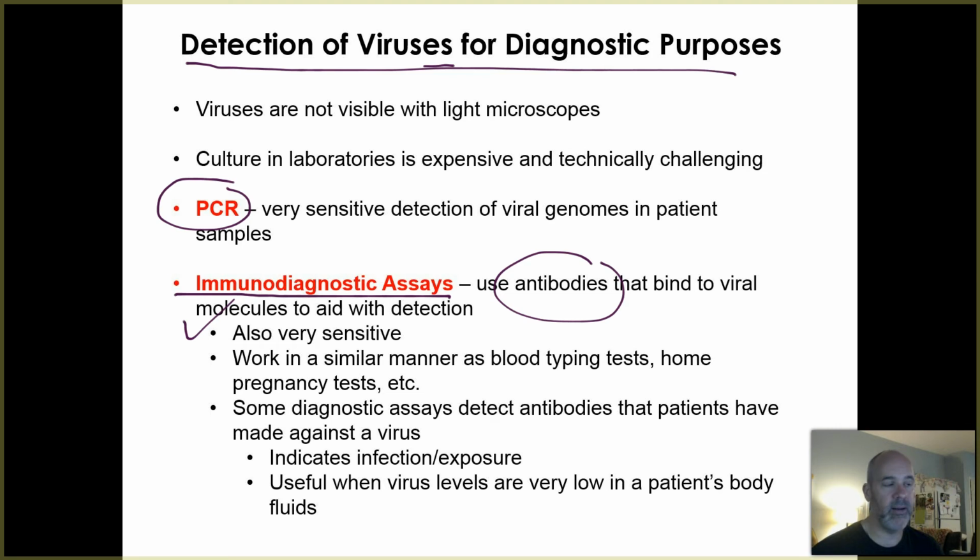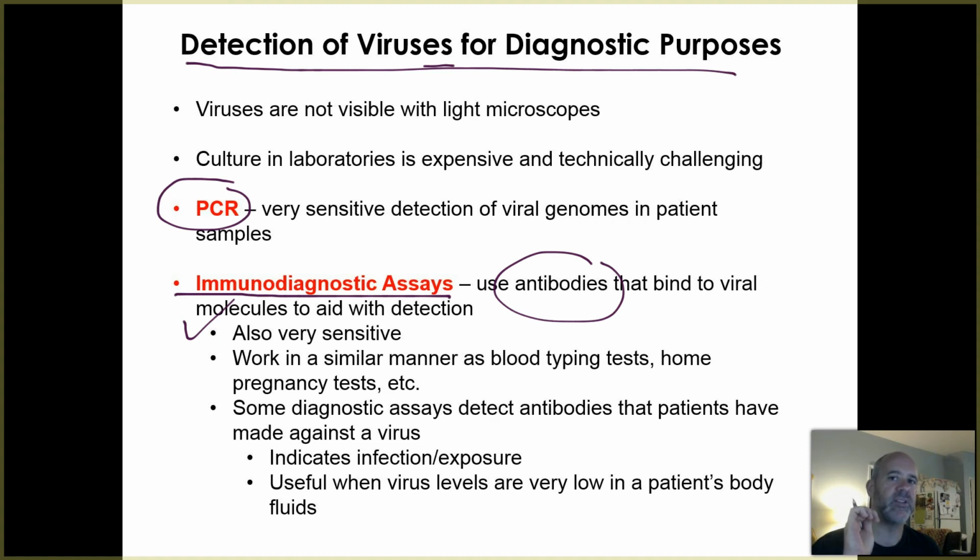We'll do blood typing in our lab before the end of the semester. We will probably do home pregnancy tests as well and talk about how those work. No, that doesn't mean you personally are going to be doing a home pregnancy test. You could if you wanted to. They are real home pregnancy tests, but I've never had a student choose to do that. Those work this way. Those are immunodiagnostic assays.